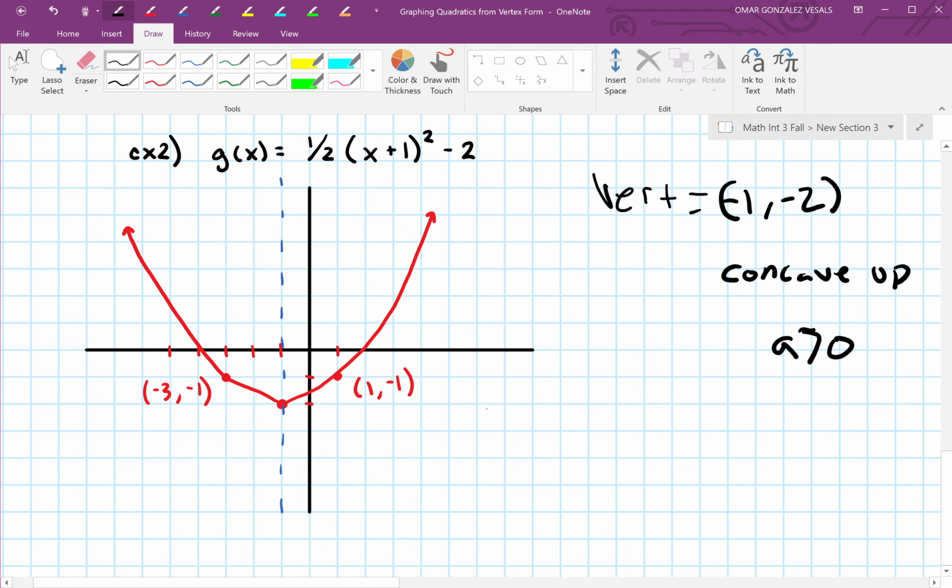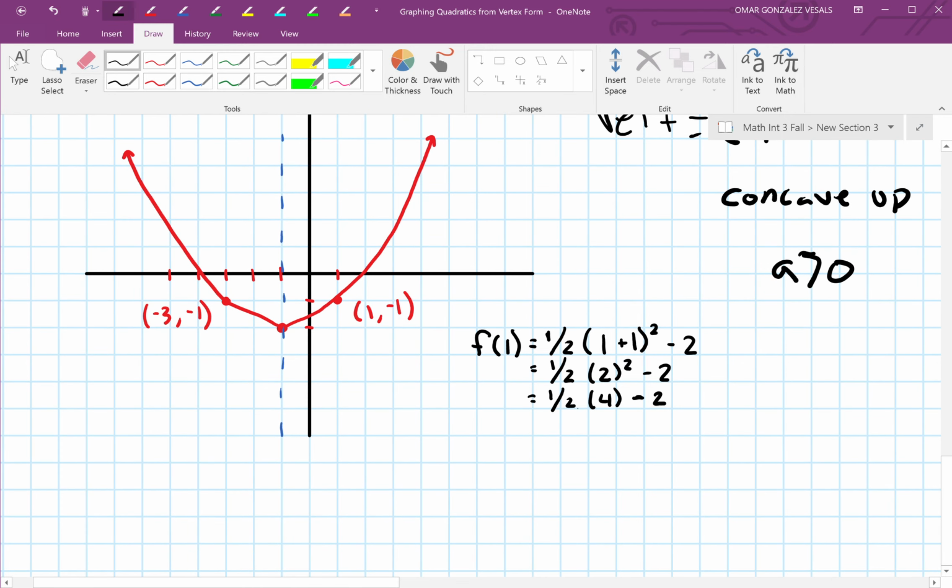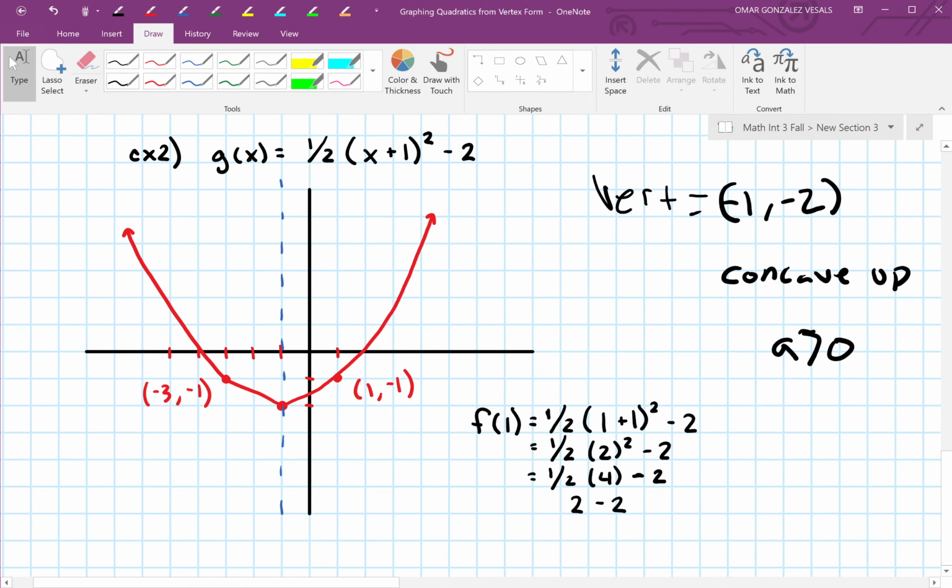So how do I check it? It would be f of 1, right? Is equal to 1/2 times 1 plus 1 squared minus 2. 1 plus 1 is what, guys? So this is 1/2 times 2 squared minus 2. 2 squared is 4. So it's going to be 1/2 times 4. Whenever you multiply by a fraction like 1/2, it's really dividing by 2. So this is 2. And 2 minus 2 is 0. Did it work? Didn't quite work, did it?